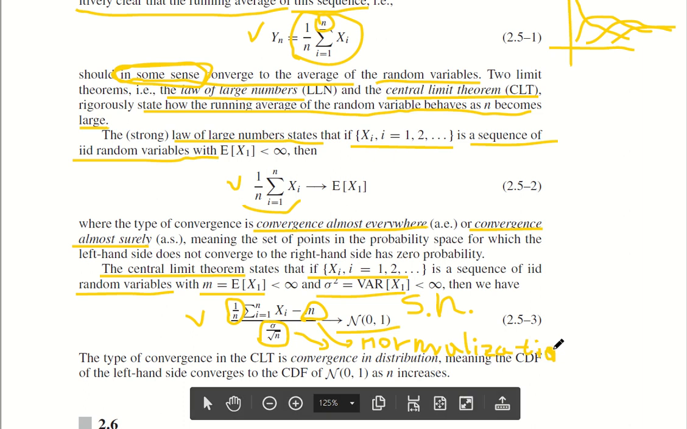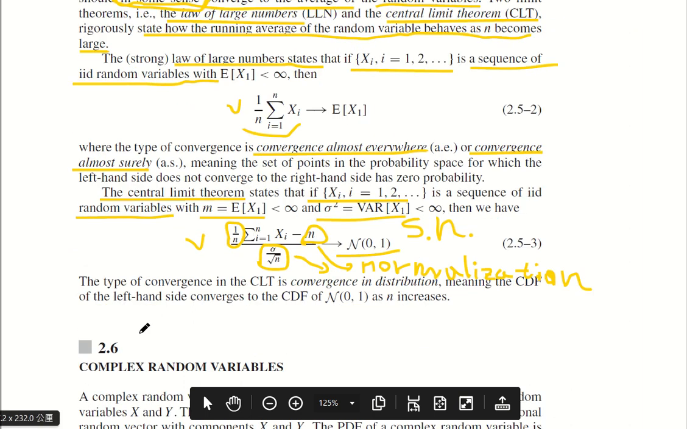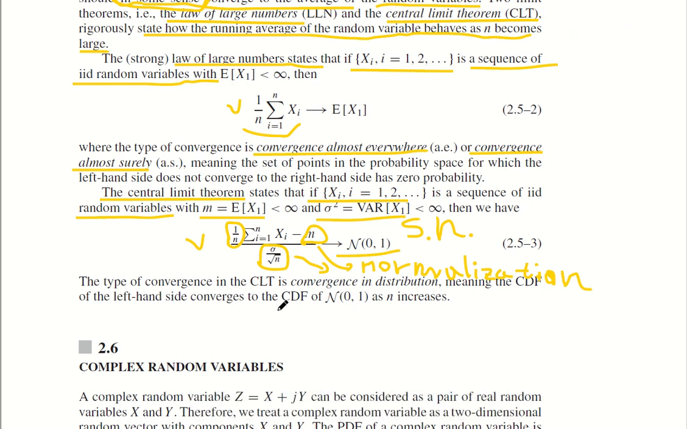Normalization. This is called normalization. So you normalize it, then it will be normalized to standard normal. Okay, so that is the convergence.